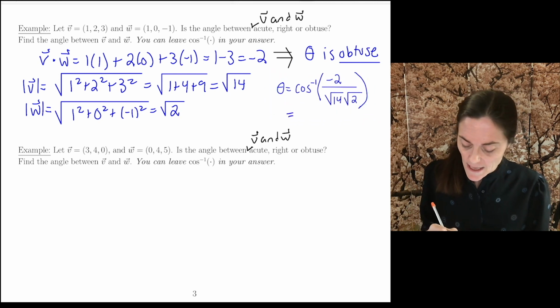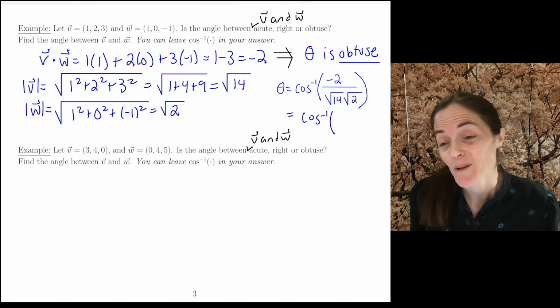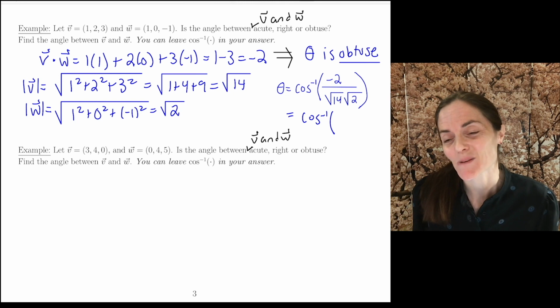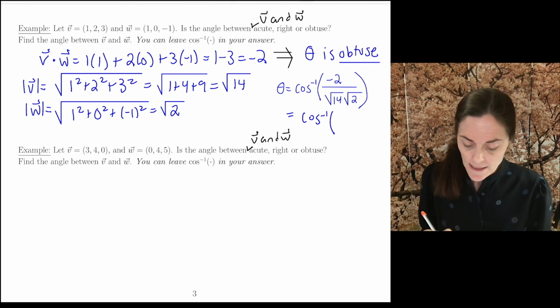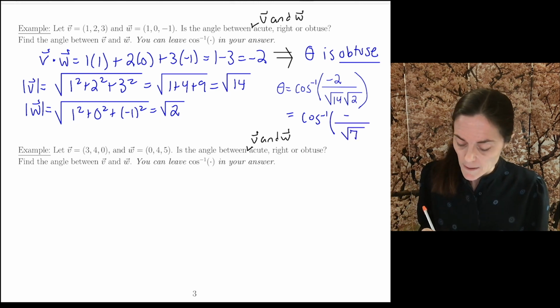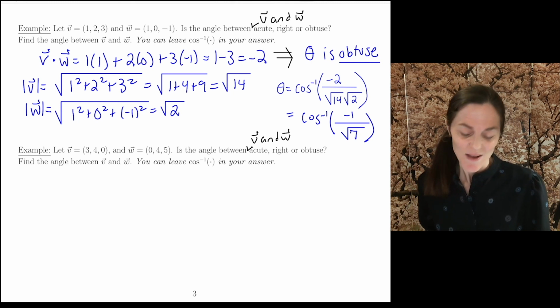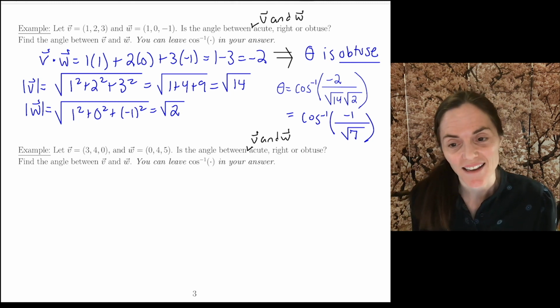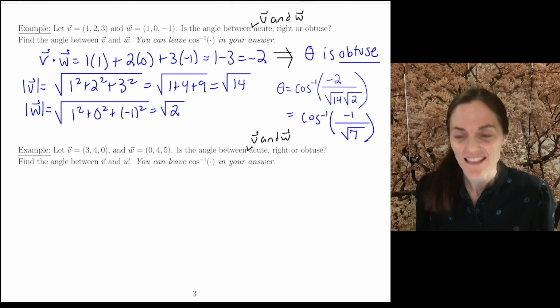I can write this as cosine inverse of, well, the denominator. If I multiply those two square roots, I get the square root of 28, which is 2 times the square root of 7. So I have a square root of 7 in the denominator and a minus 1 in the numerator. But my first answer was fine as well. Okay, this is this answer.